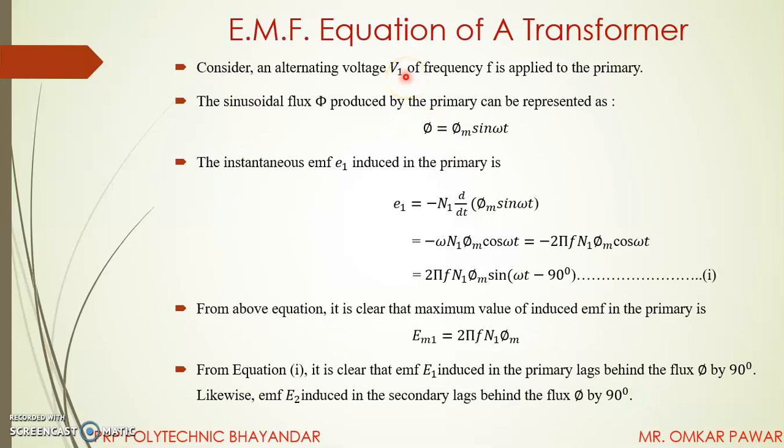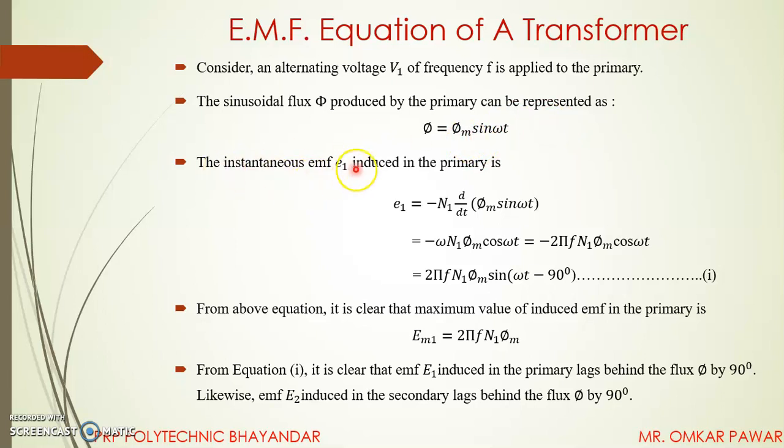Next is the EMF equation of a transformer. Consider an alternating voltage V1 of frequency f applied to the primary. As the alternating voltage is sinusoidal in nature, the sinusoidal flux phi produced by the primary is presented as phi equals phi m sin omega t, where phi m is the maximum flux.